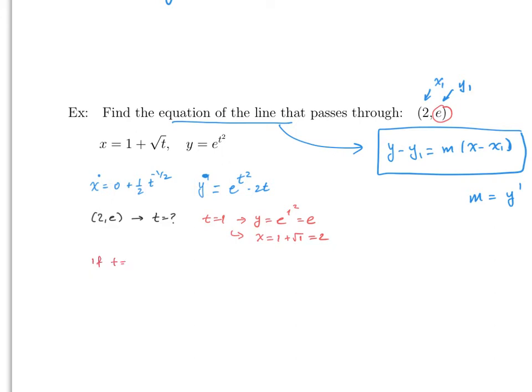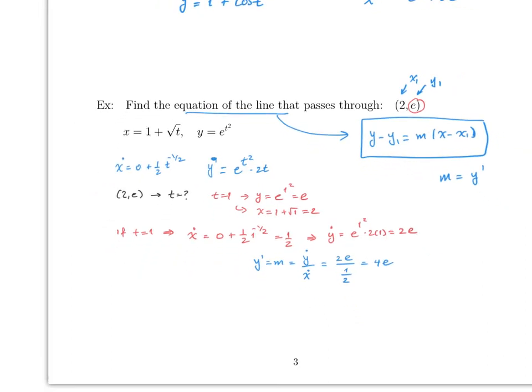So if t is equal to 1, then that implies that x dot will be 0 plus 1/2 times 1 to the negative 1/2, which is just 1/2. And then this implies y dot is going to be equal to e to the 1 square times 2 times 1, which is technically just 2e. So therefore, y prime, which is the slope, remember, is equal to y dot over x dot. So in our case, it will be 2e divided by 1/2, which is equal to 4e.